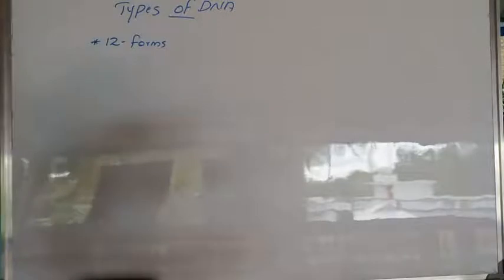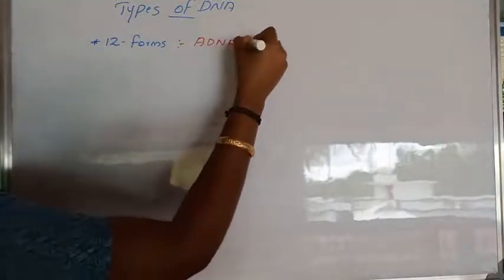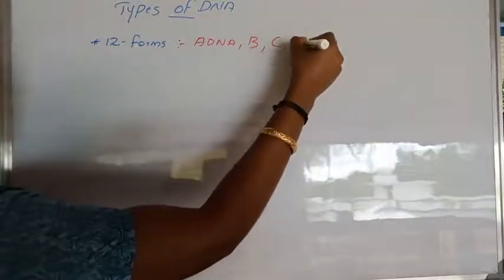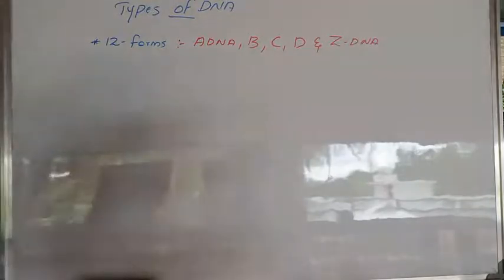The major forms we are going to discuss are A, B, C, D, and Z. So the major forms of DNA are A DNA, B DNA, C DNA, D DNA, and Z DNA. These are the major forms of DNA out of these 12 forms, and let us discuss what the major properties are.